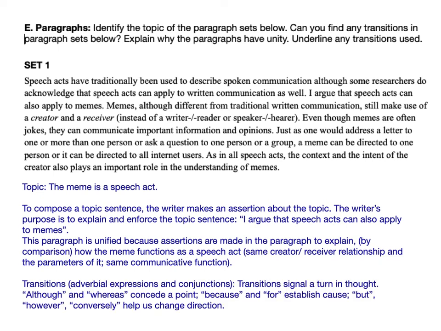Transitions are often adverbial expressions and conjunctions that you've already seen and we've already explored in previous lessons. Transitions signal a turn in thought. Although and whereas concede a point. Because and for establish cause. But, however, and conversely help us change direction. Can you find any transitions used in this paragraph? Or might you suggest some?